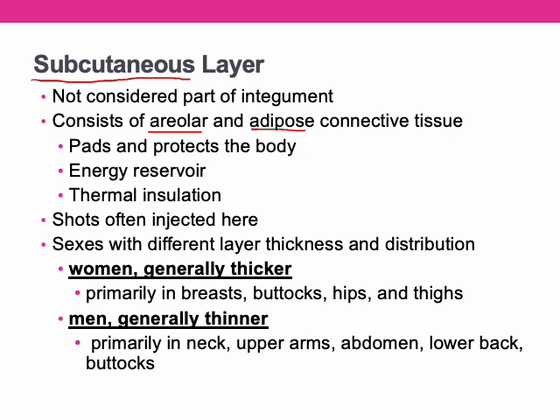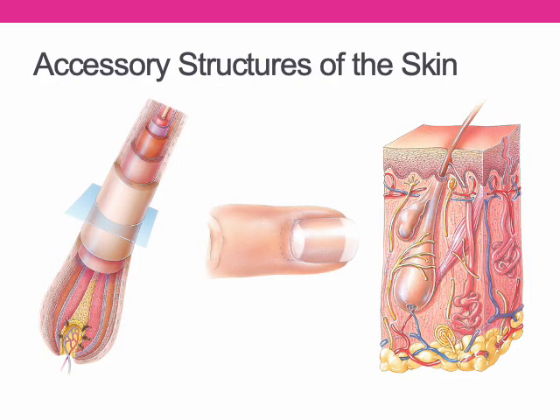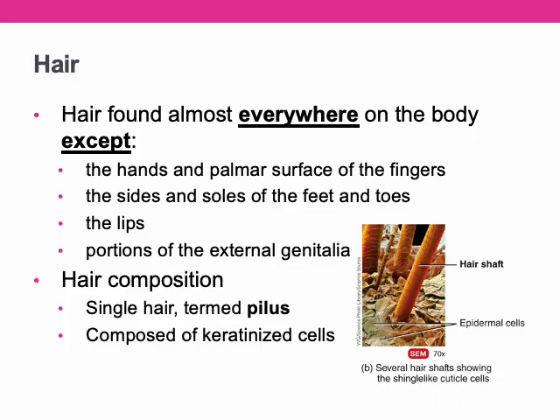Now we will be talking about some accessory structures of the skin. There are three of them, which are hair, nails, and cutaneous glands. First, we have hair, and the hair is almost found everywhere on the body, with few exceptions. We talked about some of those exceptions earlier, and those are the palms of the hands, the fingers, also the sides and the soles of the feet and toes. We also don't see any hair on the lips, and there's no hair in a portion of the external genitalia.